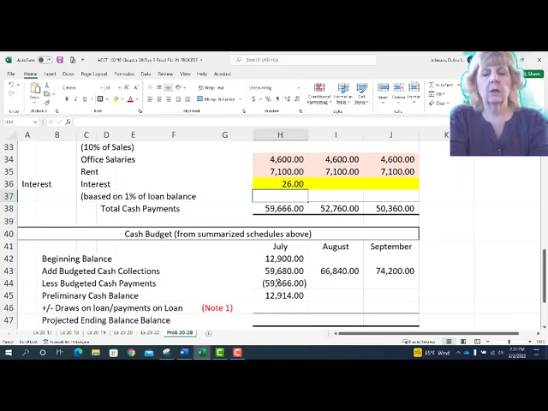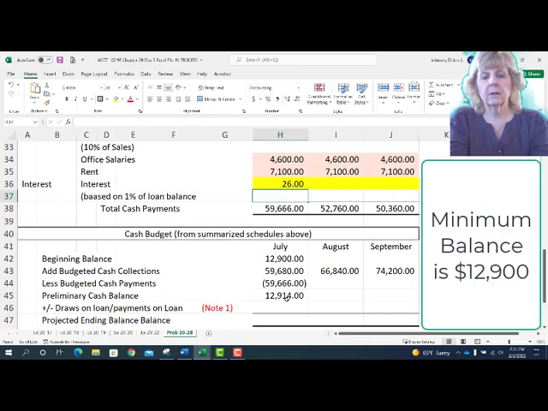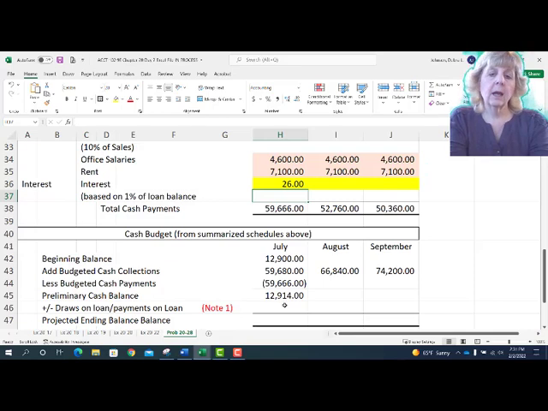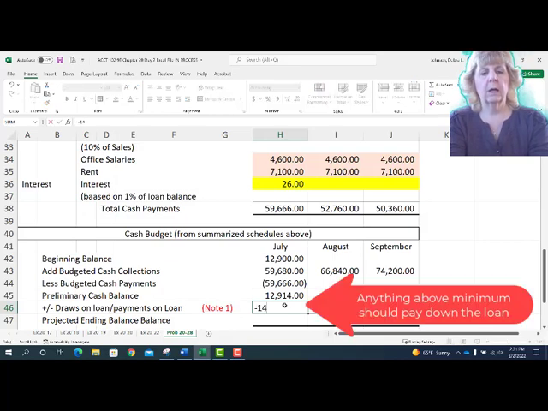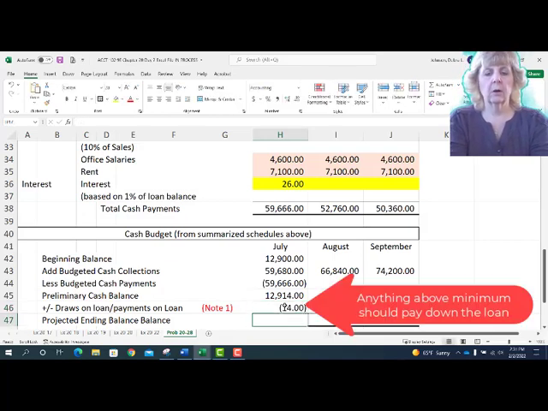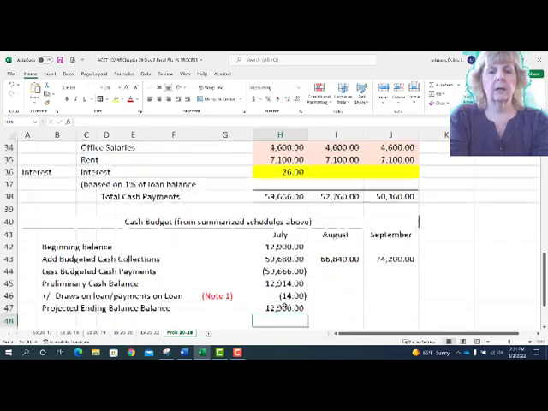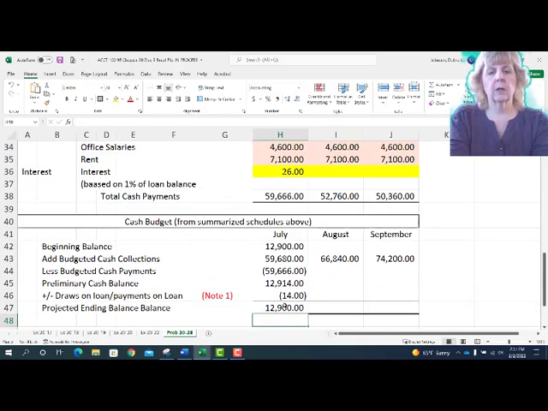Now we got a preliminary line item balance of $12,914. The problem told us that the minimum balance was $12,900. That means we have a little bit extra, and any extra amount over that amount, we were instructed to pay down the loan. So not a whole lot to pay down, just $14 here, and that'll give us our ending cash balance at the end of July.